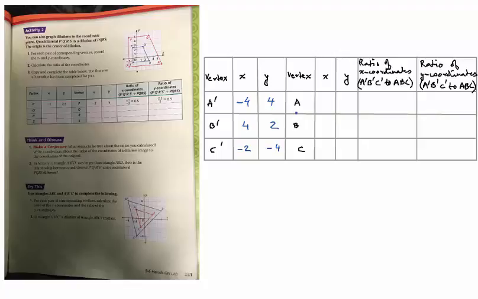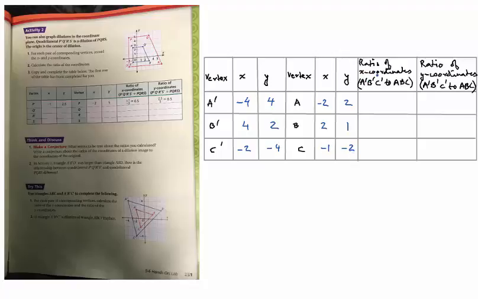Now let's move on to the inner triangle ABC. A is negative 2, 2. So let's write that down. X is negative 2 and y is 2. Similarly B is 2, 1. So we have 2, 1. And finally C is negative 1, negative 2. So we have negative 1, negative 2 for C.